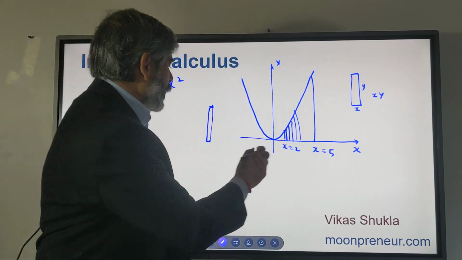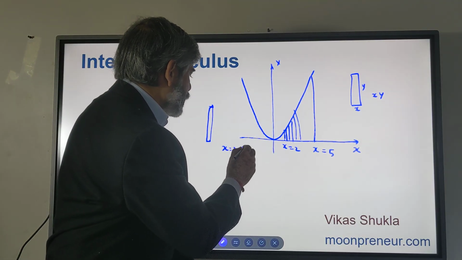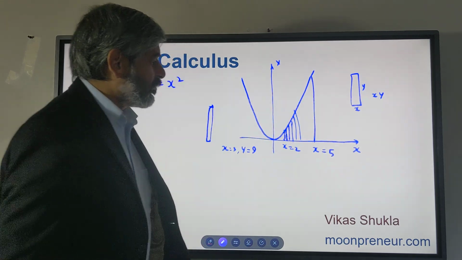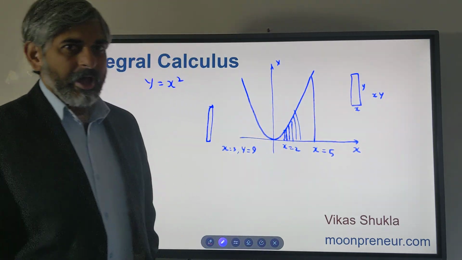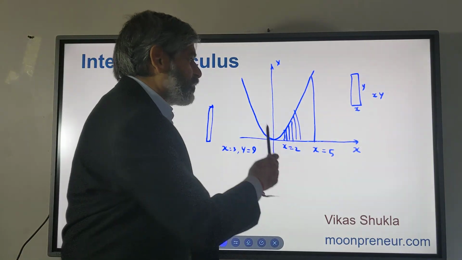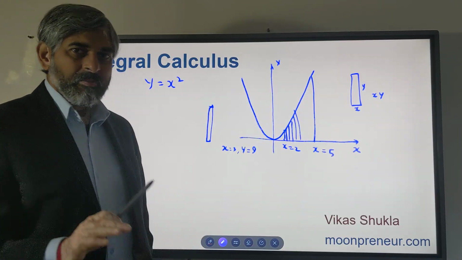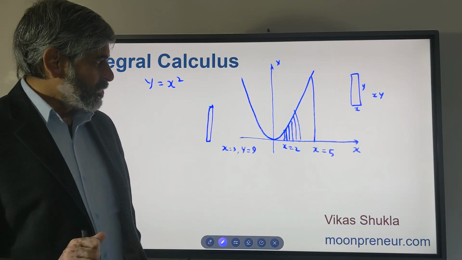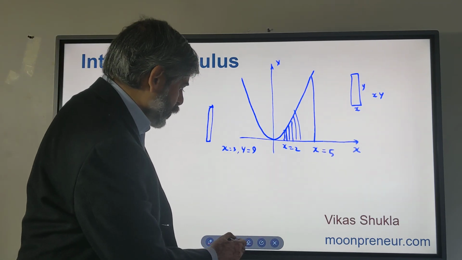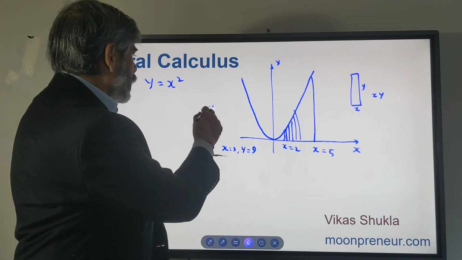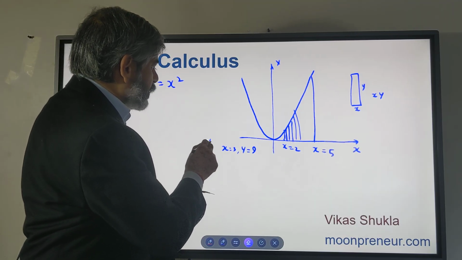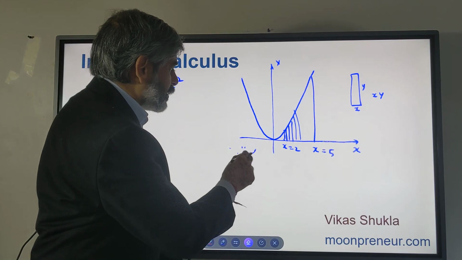For example, when x equal to 3, y is equal to 9. We can divide the region between x equal to 2 and x equal to 5 into 10,000 or 1 million different parts and sum them all up, and we'll get an area. But that's still going to be an approximation. In integral calculus, we do the same thing using an integral formula, which we can derive, and that's something I will cover in another video.